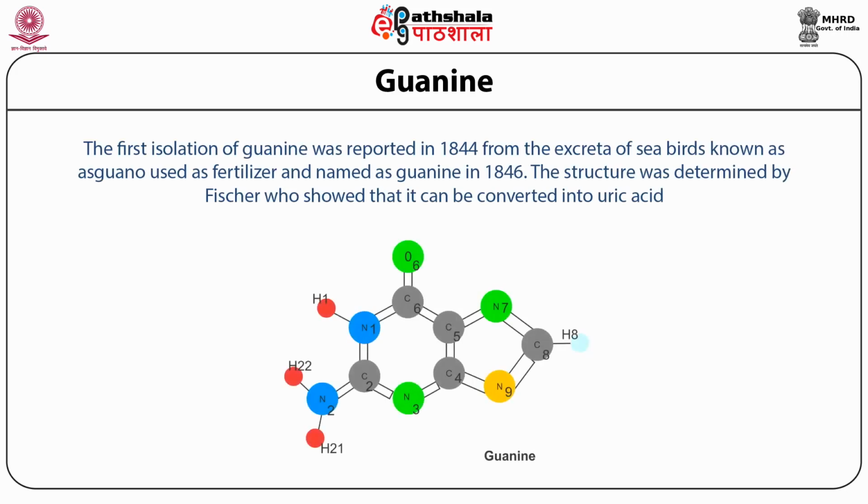The first isolation of guanine was reported in 1844 from the excreta of a seabird known as guano, used as a fertilizer, and named guanine in 1846. The structure was determined by Fischer, who showed that it can be converted into uric acid.